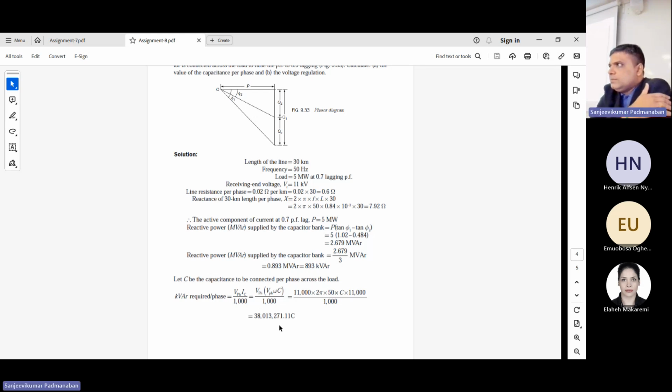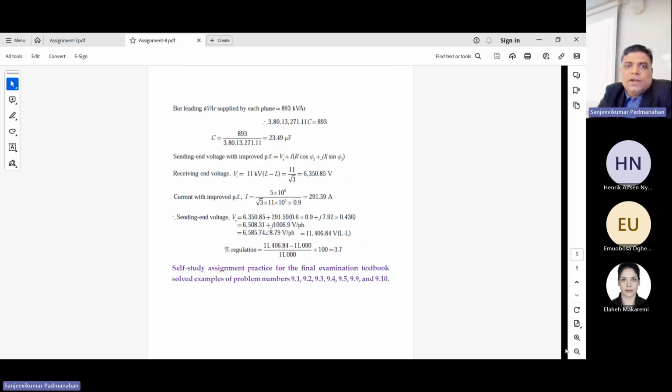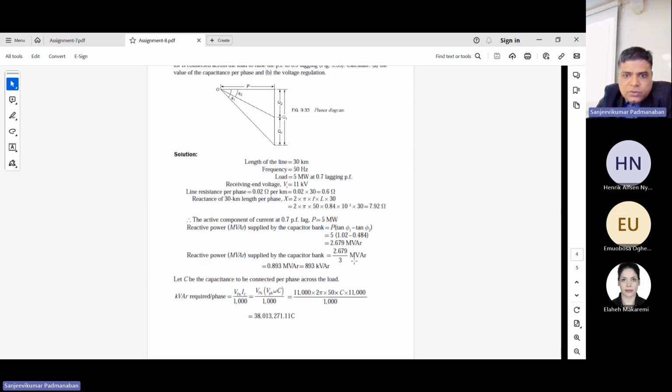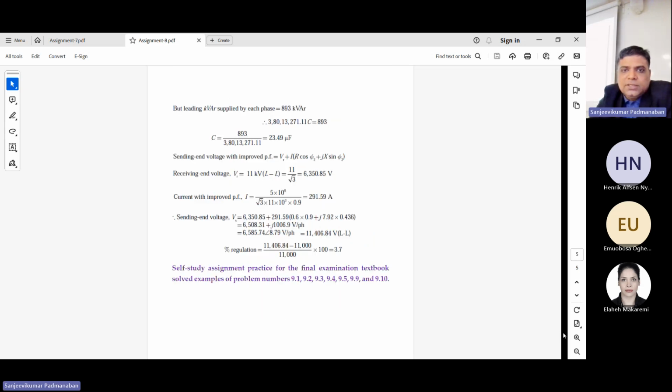Are you getting the same answer? Perfect. Then equate the equation of kVAR and find C. Find the value of C. Equate both the equations, because you already calculated Q2, you see here, you calculated 293 kVAR. Equate this equation to this one. You find what C is. C is going to be 23.49 microfarad. Please verify.